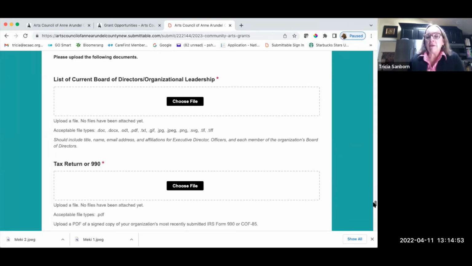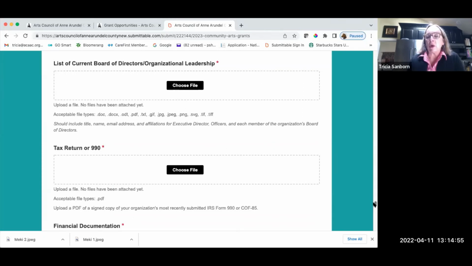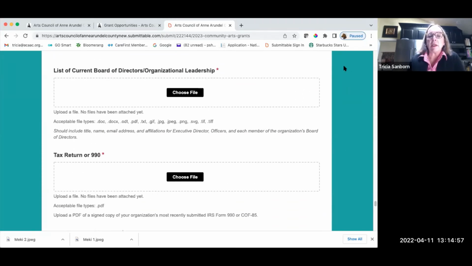All right, after the financial section, we have one more section, which is the additional documentation. We need a list of your current board of directors and organizational leadership. That should have title, name, email address, and affiliations.